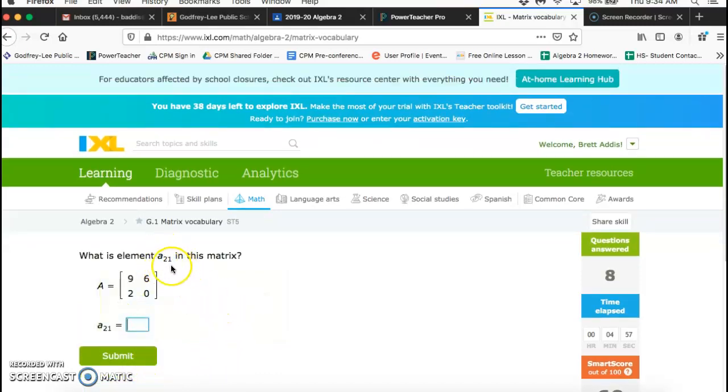Okay, element A21. It goes rows, columns. So it's row 2, column 1. So row 1 is 9, 6. Row 2 is 2, 0. So row 2 is 2, 0 right here. And column 1 would be this 9, 2 column. So that overlaps right here at this 2.